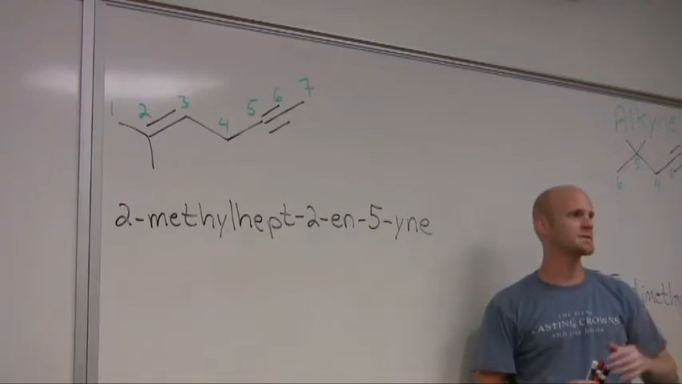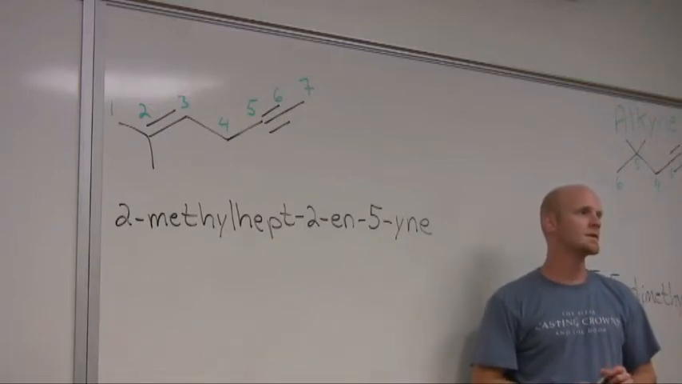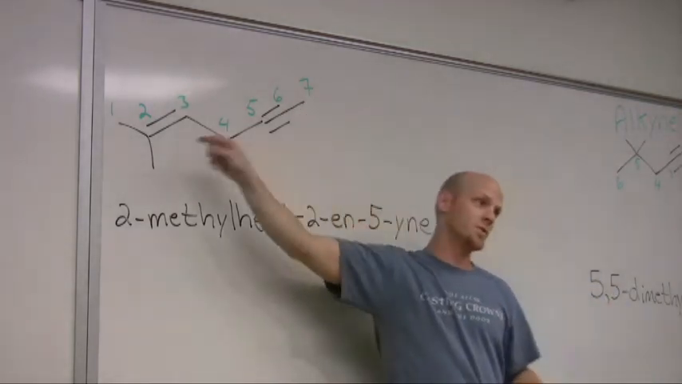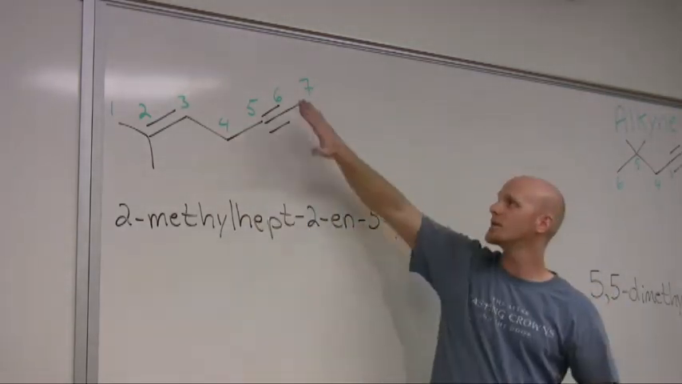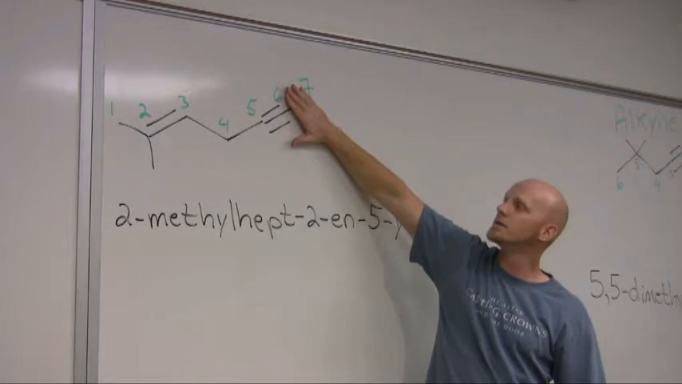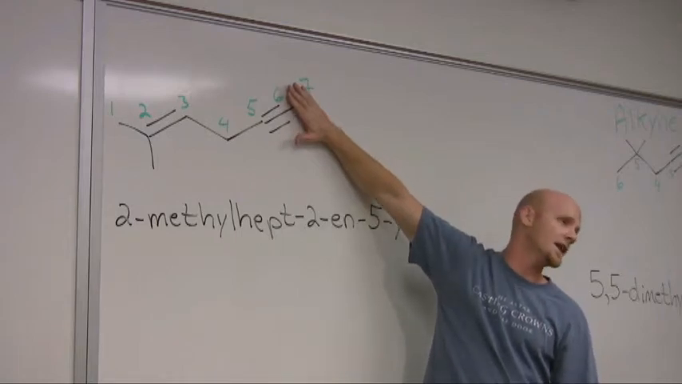Cool question. So if you're going to do it the other way you had originally, without this methyl here, then I would have numbered it the other way. Would that be 5-methylhex-4-en-1-yne? So it would have indeed been 5-methylhex-4-en-1-yne.